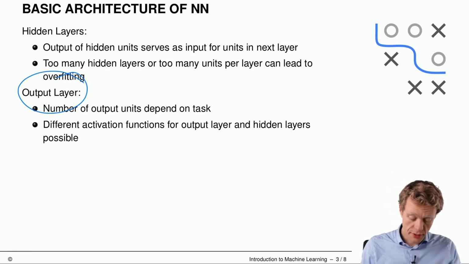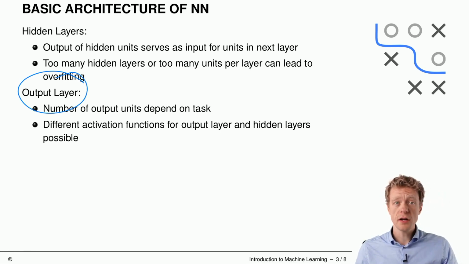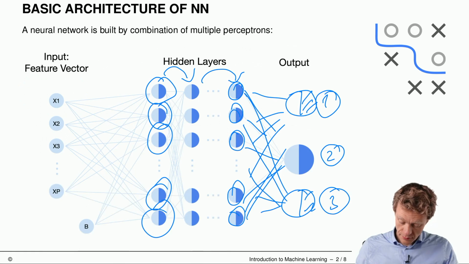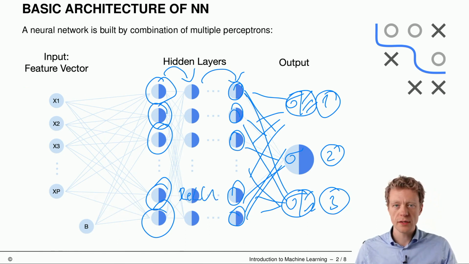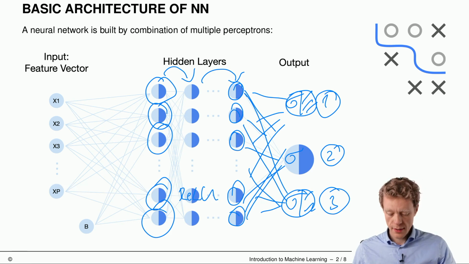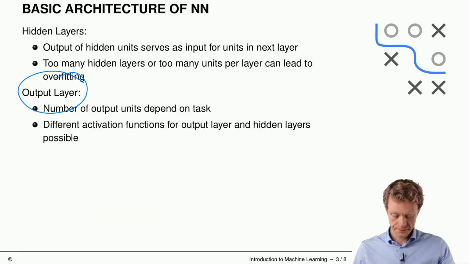Then, regarding the output layer, the number of output units depends on the task, and different activation functions for output layer and hidden layers are possible. So you can, for example, have some sigmoid activation here, but for example, some ReLU activation in between. ReLU is the rectified linear unit. You will hear more about this later.